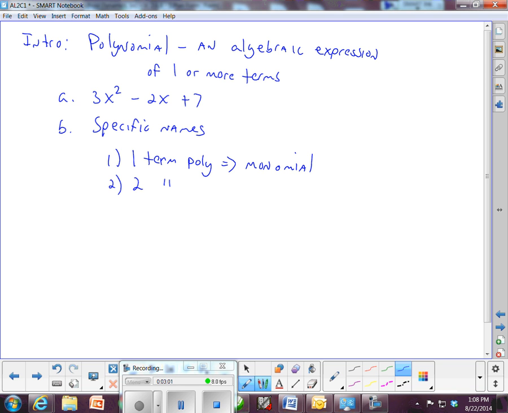Then, of course, we have a two-term polynomial. And again, you're trying to think of prefixes for 2. Maybe you're thinking di, but it's not di. It's like the bicycle, 2 wheels, and so you're thinking bi, and so it's binomial.